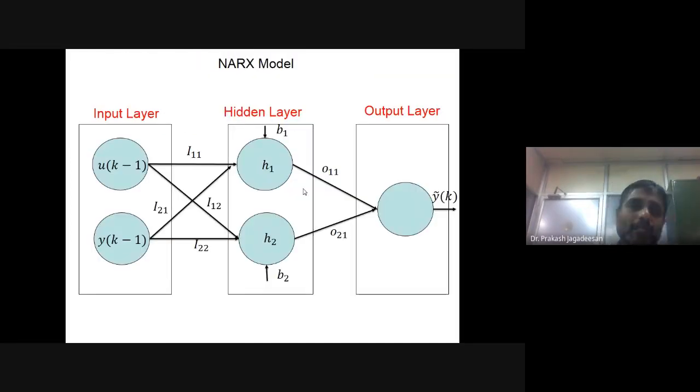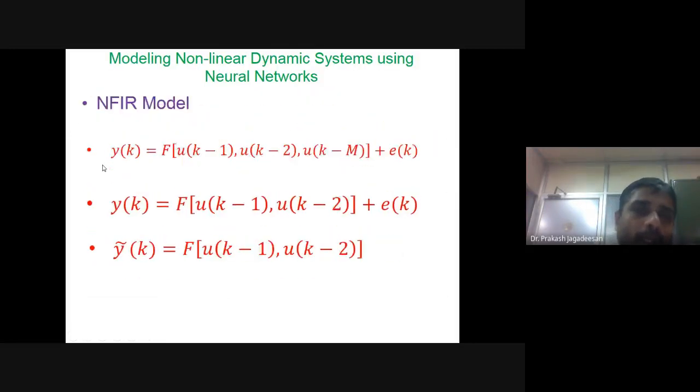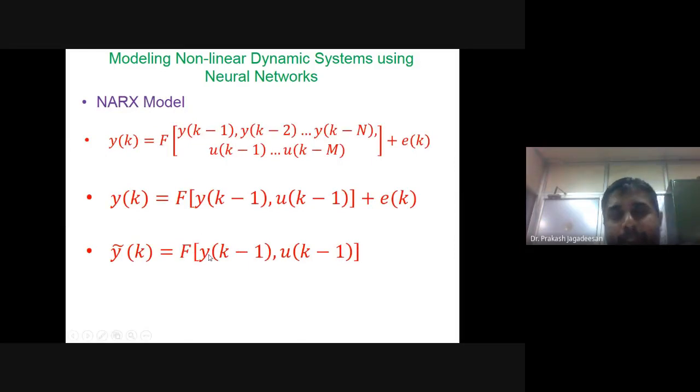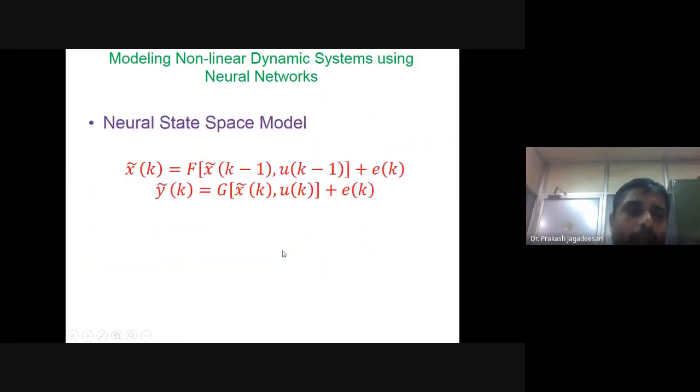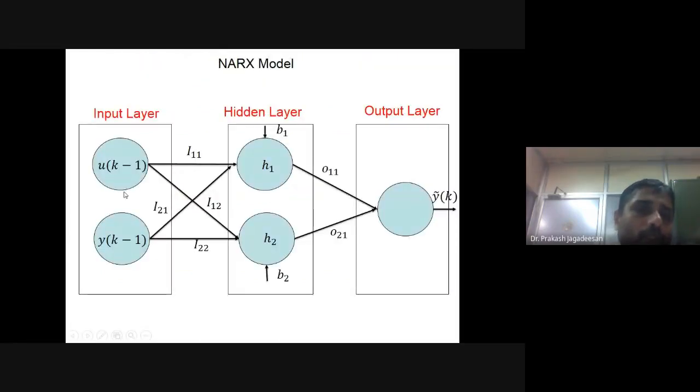The first one is NARX. In NARX, I'm assuming that y tilde, that is the output, depends on only one past value of y and one past value of u. So it depends on only y(k-1) and u(k-1). You can see here y(k-1) and u(k-1). So y tilde is a function of y(k-1) and u(k-1), and as a result there will be only two inputs in the input layer.